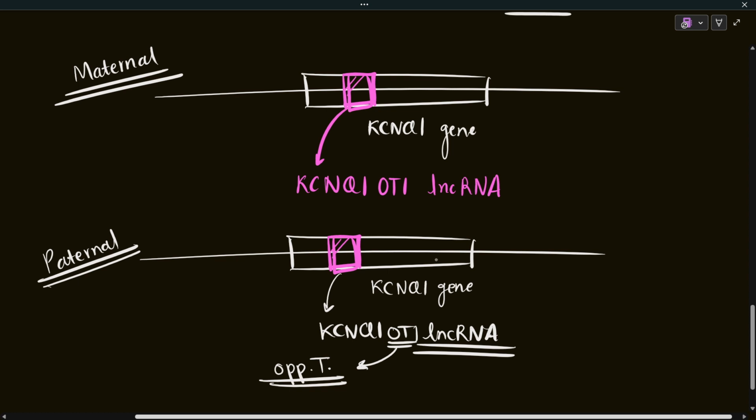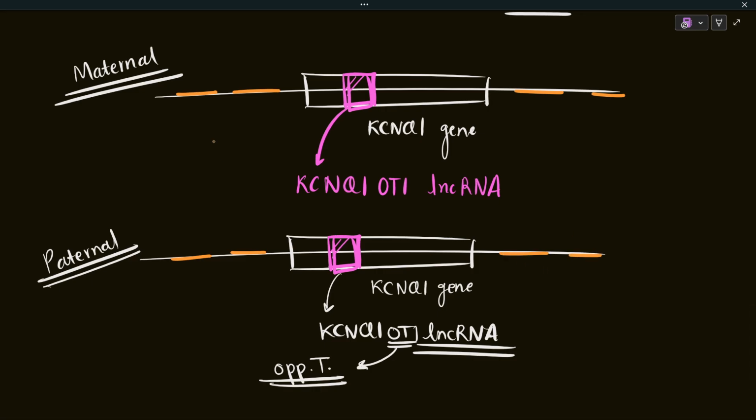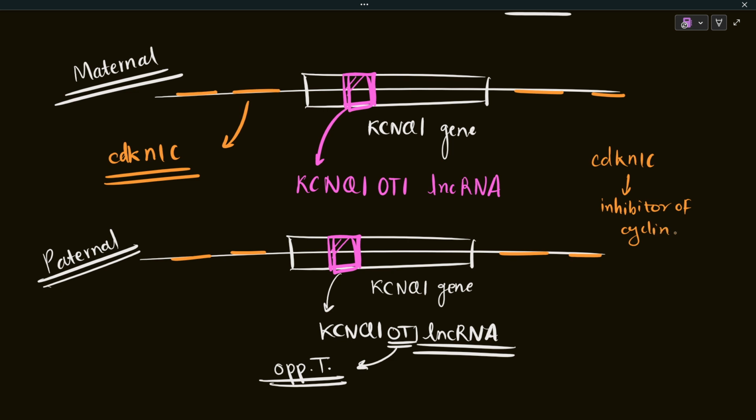So this is how the ICR, the cluster, is present, and there are certain genes which it controls. Out of which there is an important one that we will discuss today, and that is CDKN1C. This is cyclin dependent kinase inhibitor, an inhibitor of cyclin dependent kinase. So this is the ICR which is present in both maternal and paternal copy.